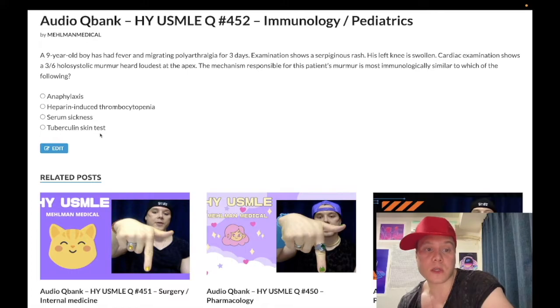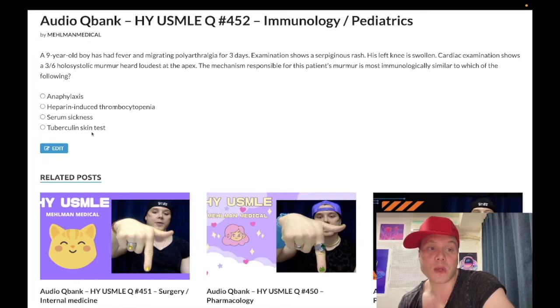Choice D, tuberculin skin test, aka PPD skin test or Mantoux test. Wrong answer. This is type 4 hypersensitivity. This is the TB test, right? So this is T cell response, all right? So you're going to have the macrophages within the skin. They are going to phagocytose the tuberculin antigen, present it on MHC2 to CD4 plus Th1 T cells, okay? So T cell response, type 4 hypersensitivity.